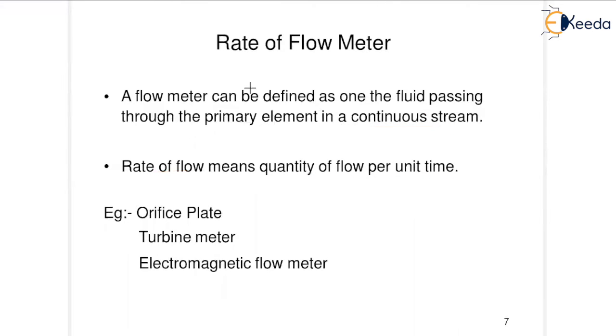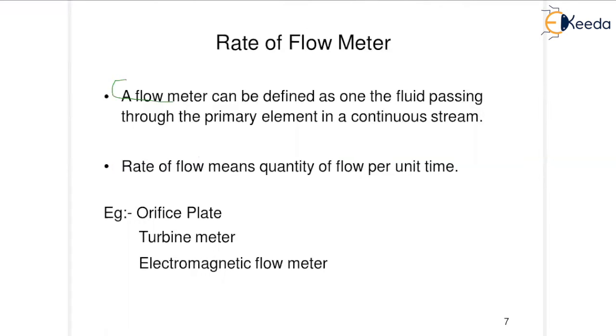What does rate of flow denote? It is the quantity of flow per unit time. Examples of these flow meters are orifice plate, turbine meter, electromagnetic flow meter. What are the different examples of these meters? Orifice meter, turbine meter, electromagnetic flow meter.